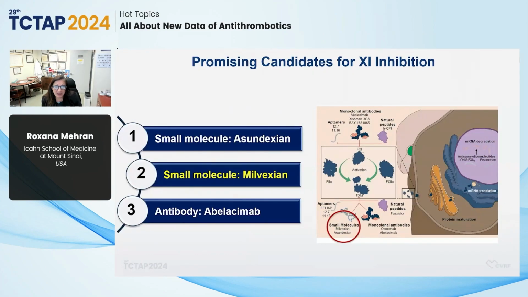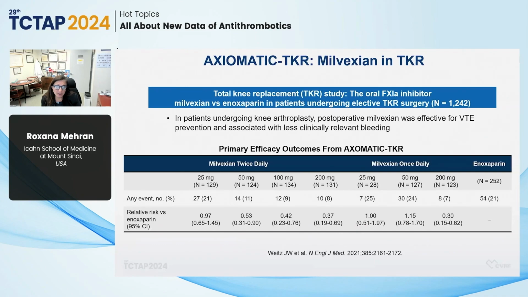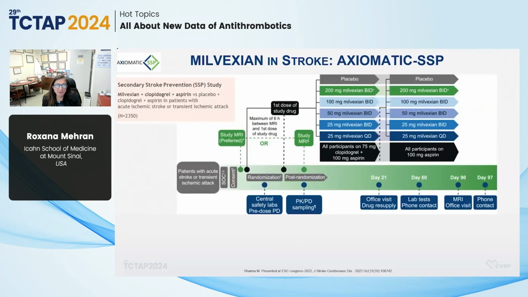Moving to the small molecule milvexian, there was a lot of work done in AXIOMATIC-TKR, in patients undergoing total knee replacements, with the oral factor 11 inhibitor milvexian versus enoxaparin. They had a very important effectiveness postoperatively, with milvexian being effective for VTE prevention and associated with less clinical bleeding compared to Lovenox. Very interesting.